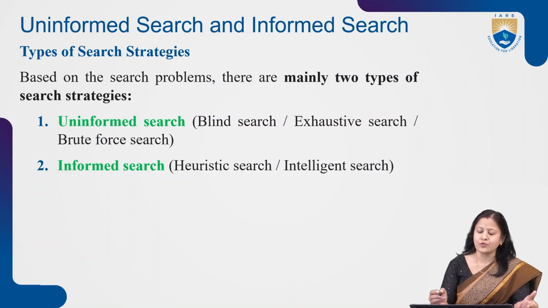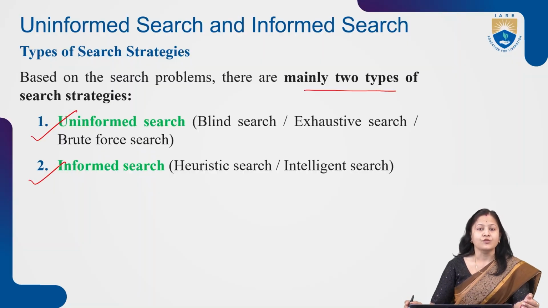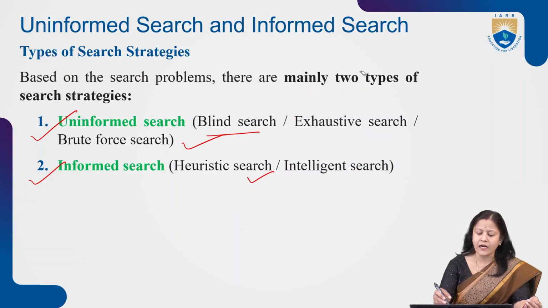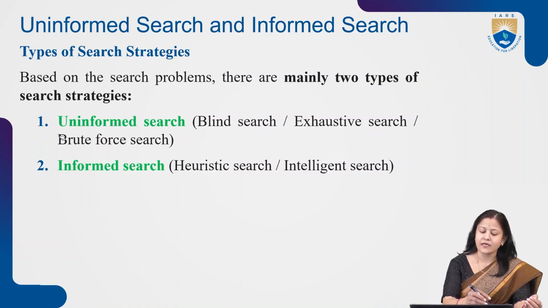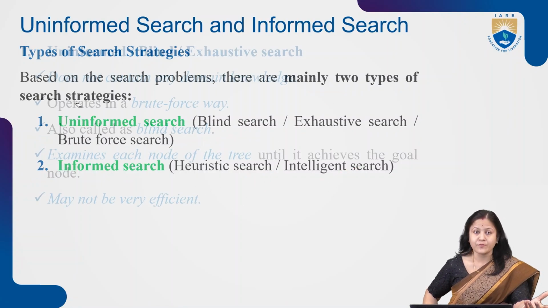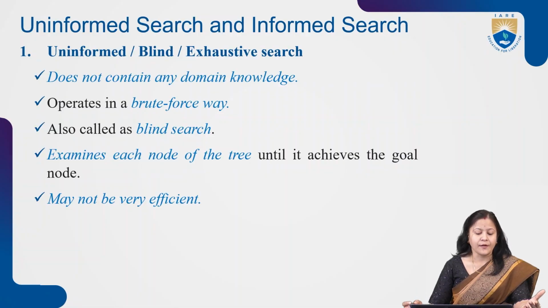Basically, there are two types of search strategies. One is uninformed search, another one is informed search. Uninformed search is also called blind search. It is also called exhaustive search, or brute force search. Informed search is called heuristic or intelligent search. Now we will understand why these techniques are called by different names. Now, let me discuss this uninformed search.